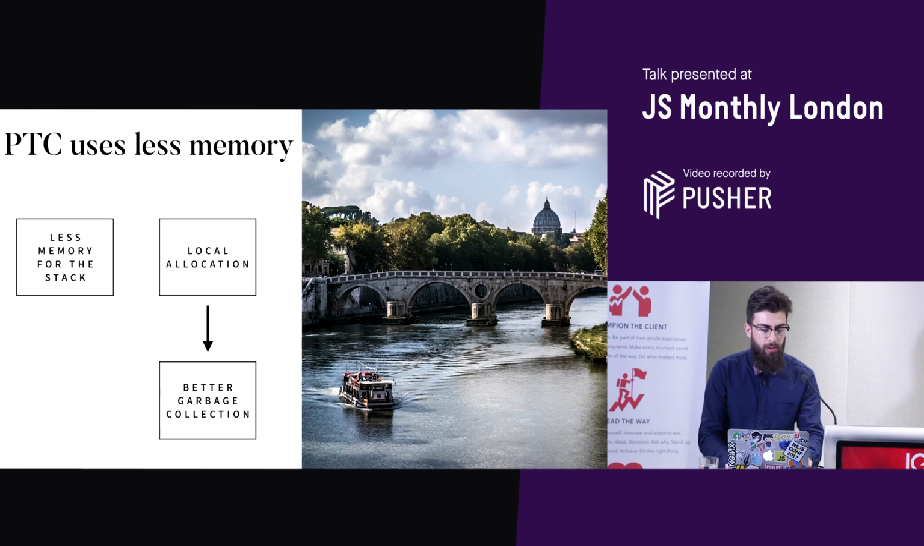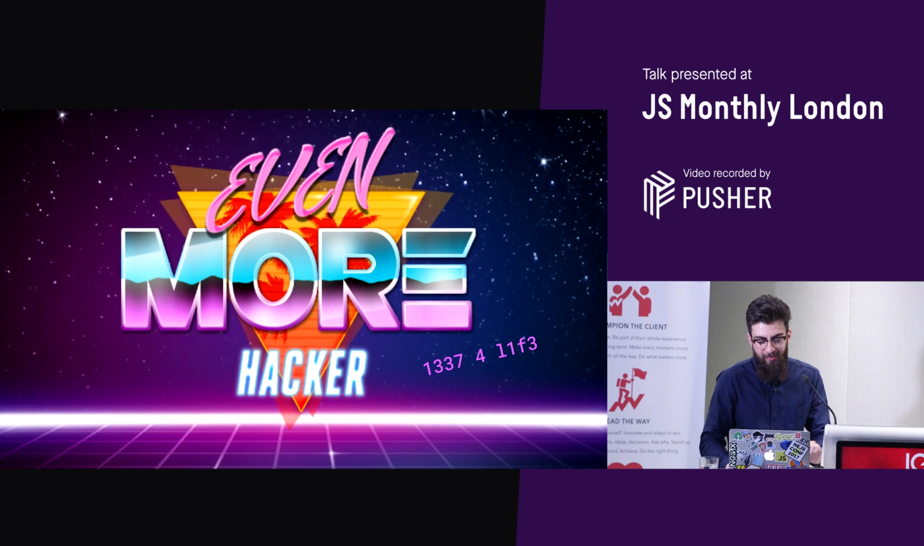So proper tail calls use less memory because I do local allocation and I can have better garbage collection, because all the data I need is self-contained in a single frame. Like all the variables that have been used in other calls, I don't need them anymore. And I also need less memory for the stack because I'm not growing it. Well, this is not a huge performance update, but it's worth noticing.